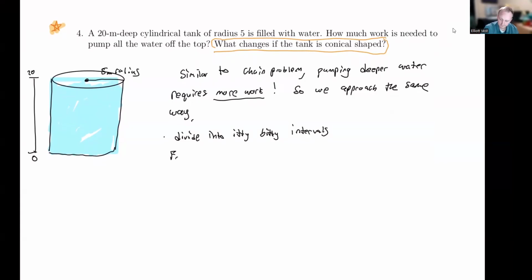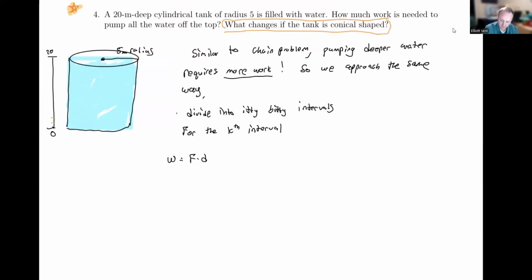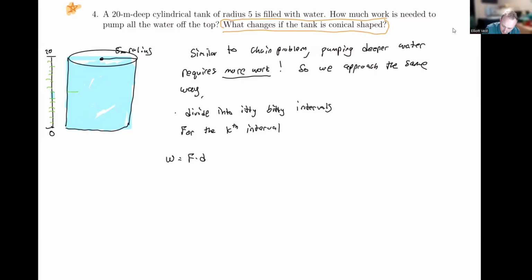And for the kth interval, work is equal to force times distance. It's going to be constant for that kth interval because you're small enough here. So catching up in this photo here, we have a bunch of itty-bitty intervals like so. Let's look at some kth interval like this, and we're going to get some slice like so. And this is the kth interval here.